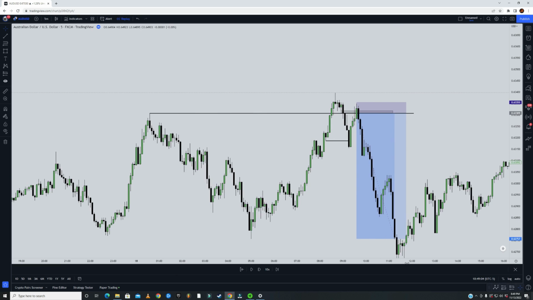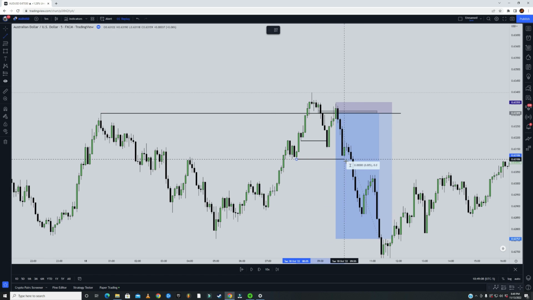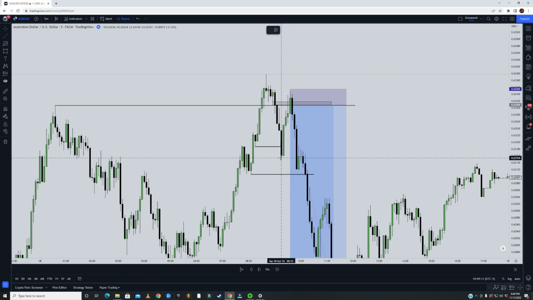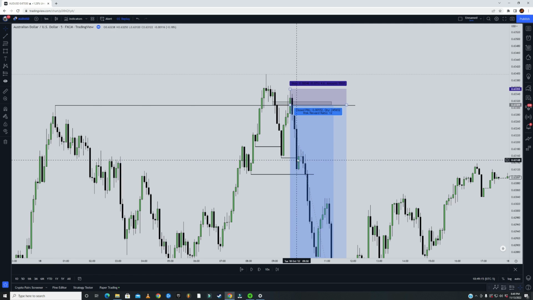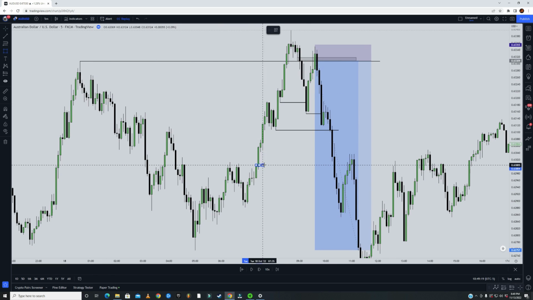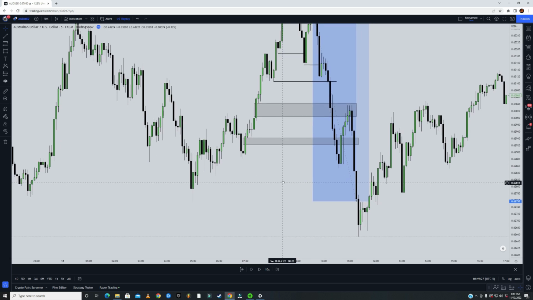You should be taking partials along the way. So for example, I would take my first partial here when this structure breaks, and I would go break even when this structure breaks, okay? I would put my stop loss at break even, and then I would definitely take some partials here in this fair value gap level.